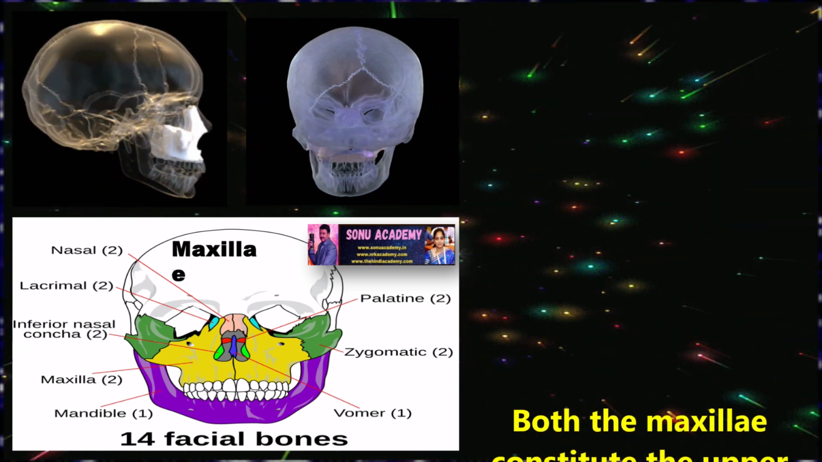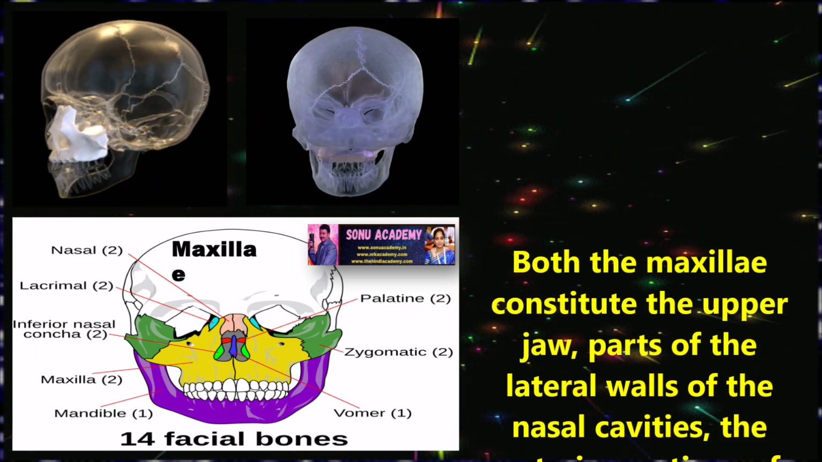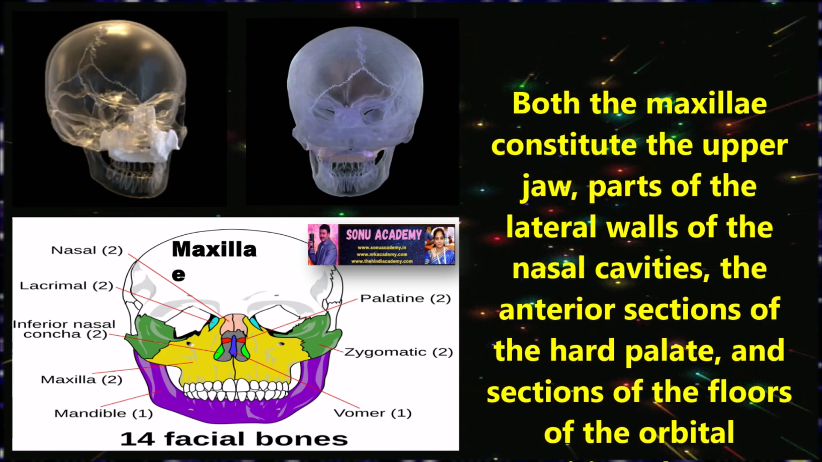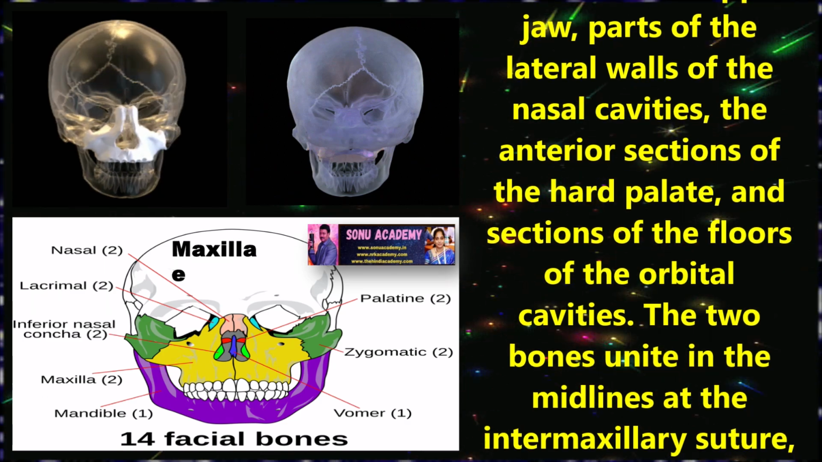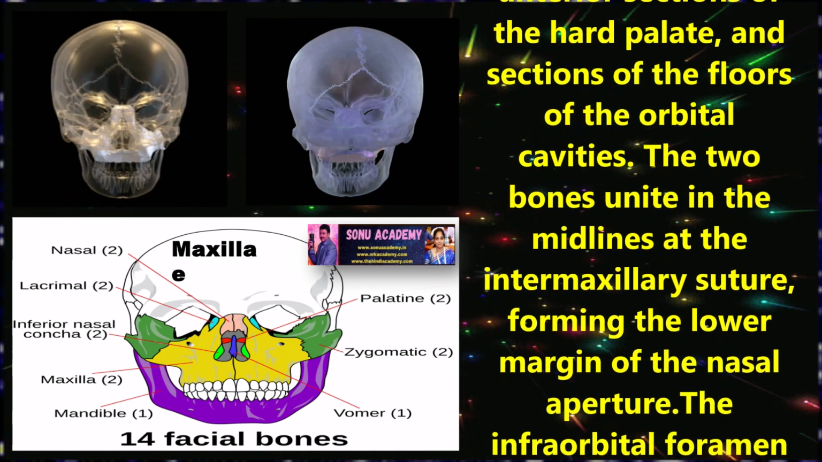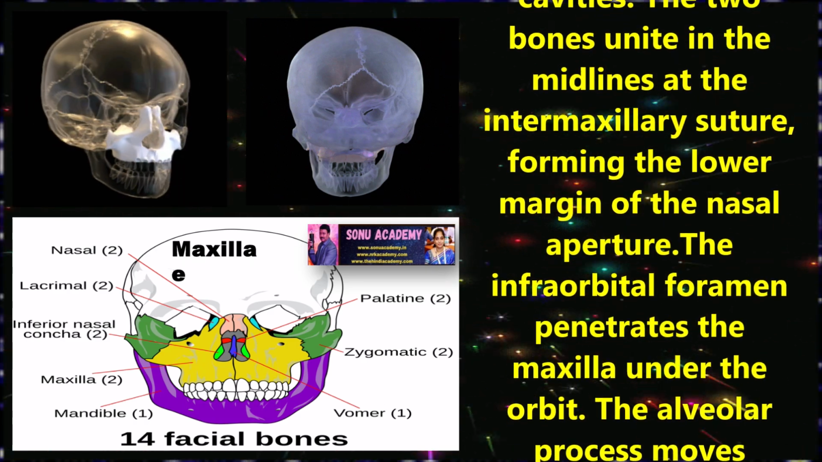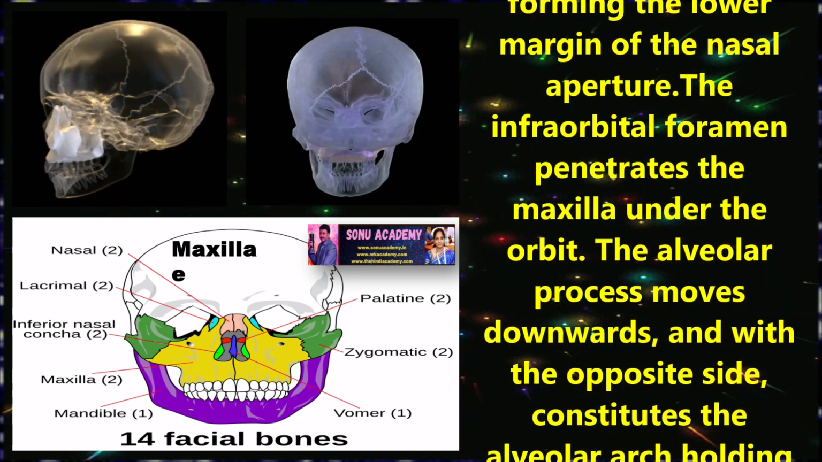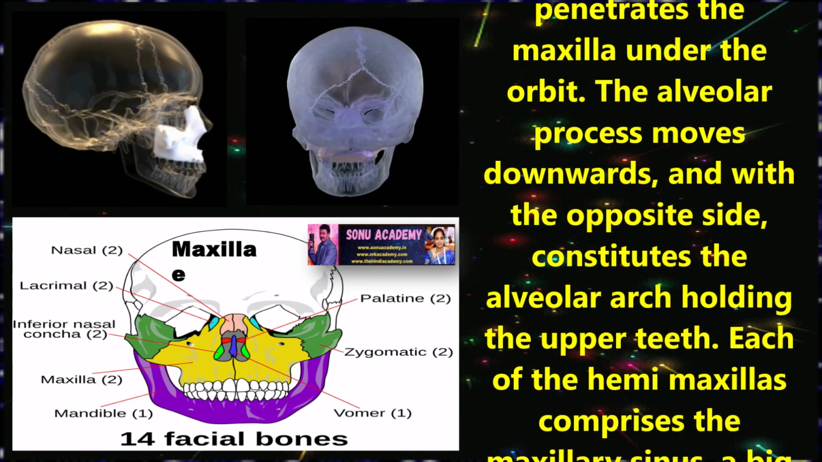Children, let us discuss maxillae. Both maxillae constitute the upper jaw, parts of the lateral walls of the nasal cavities, the anterior sections of the hard palate and sections of the floors of the orbital cavities. The two bones unite in the midline at the anterior nasal spine, forming the lower margin of the nasal aperture. The infraorbital foramen penetrates the maxilla under the orbit. The alveolar process moves downwards and with the opposite side constitutes the alveolar arch holding the upper teeth.